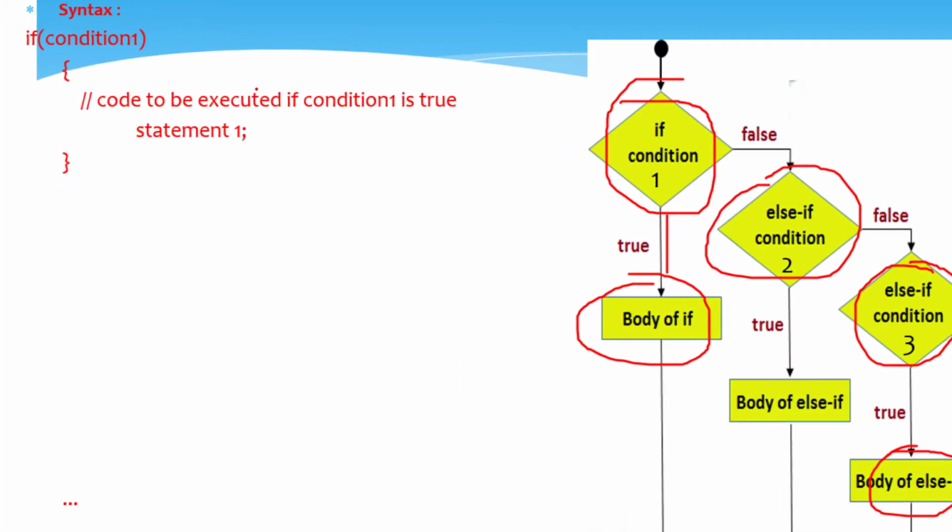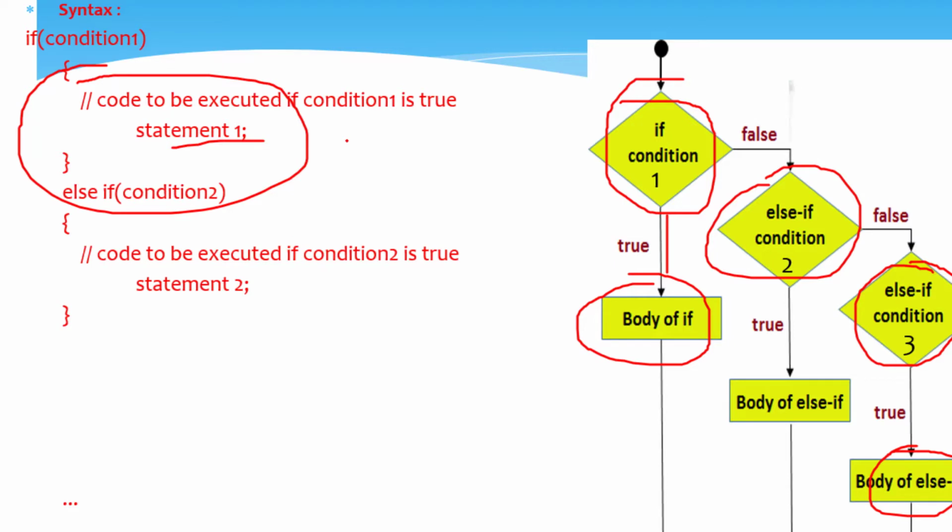First, it starts with the condition 1: if, and in brackets condition 1. If condition 1 is true, then the body of if is executed, that is statement 1 is executed. But if the condition is false, then it comes to the next condition. So how are you going to write down the next condition? First else. Else means it comes when condition 1 is false. So else, and then you check for the new condition: if, in brackets, condition 2. That is, the complete statement is else if condition 2. If condition 2 is true, then statement 2 is executed.